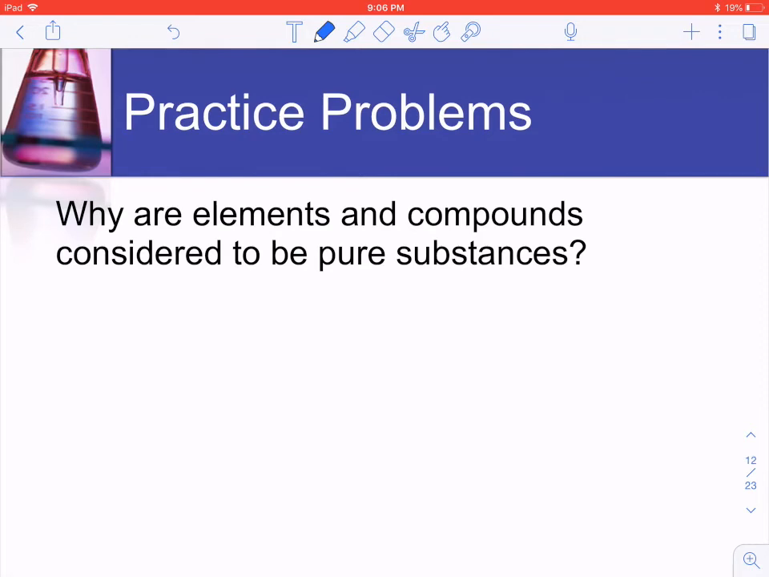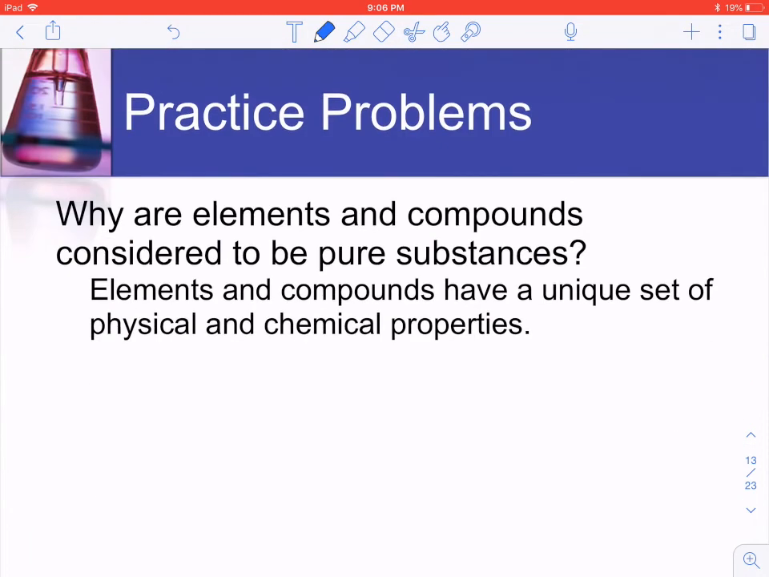Why are they considered to be pure substances? Well, these are both considered to be pure substances because they have a unique set of physical and chemical properties and they have chemical formulas. So yes, chemical substances have a unique set of physical and chemical properties, but the way that you can tell, because you can't always see physical or chemical properties, is that they're going to have a specific chemical formula. And that's what differentiates the things we're talking about today from things like mixtures.